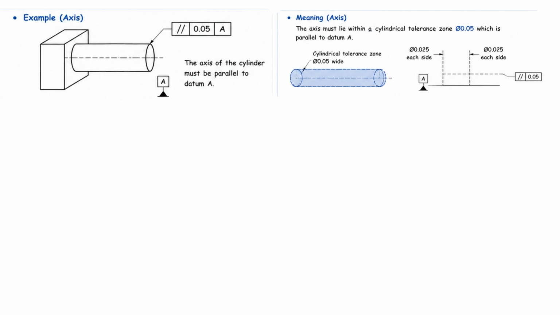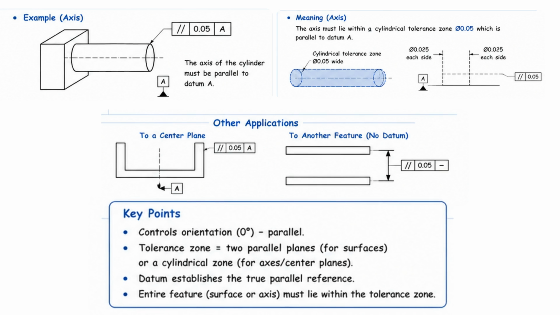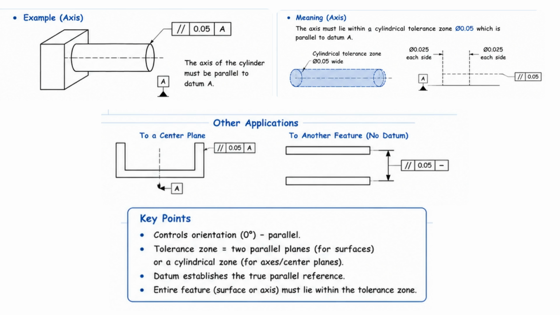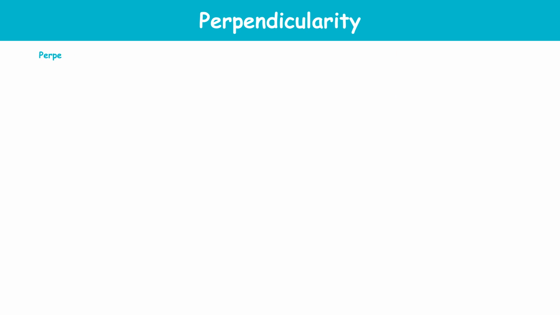Parallelism can be applied to surfaces, axes, or center planes. Its purpose is simple: keep a feature perfectly parallel to a datum reference. The entire feature must remain within the specified tolerance zone.